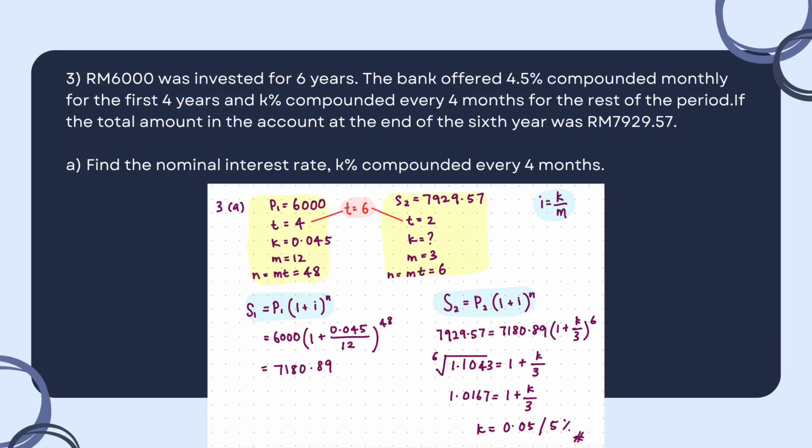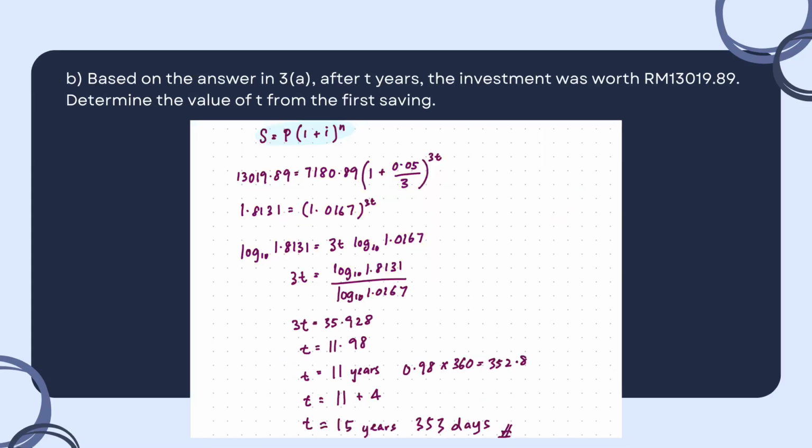Then to remove the power of 6, we bring the 6 to the other side, and it will be the 6th root of 1.1043 equals 1 plus K divided by 3. The 6th root will be 1.0167, then minus 1, multiplied by 3, and K equals 0.05 or 5%. Question 3b. Based on the answer in 3a, after 3 years, the investment was worth 30,090 ringgit 89 cents.